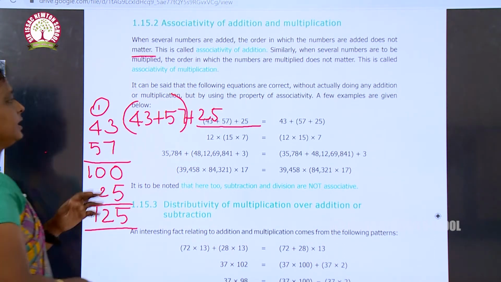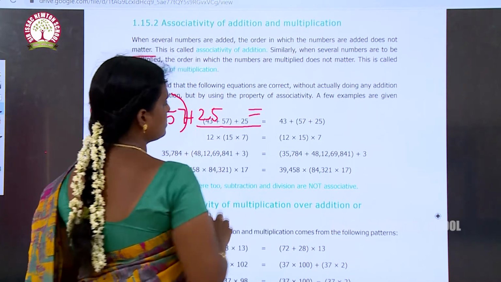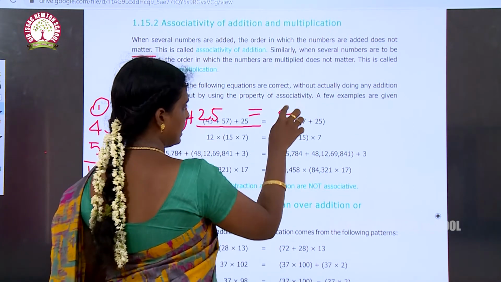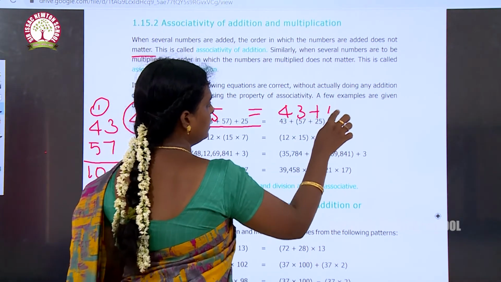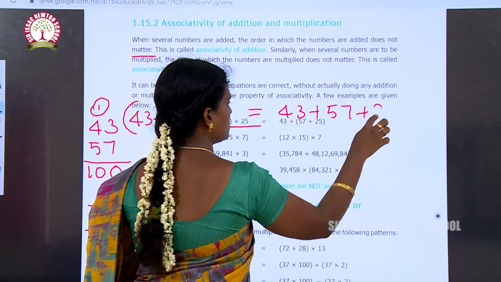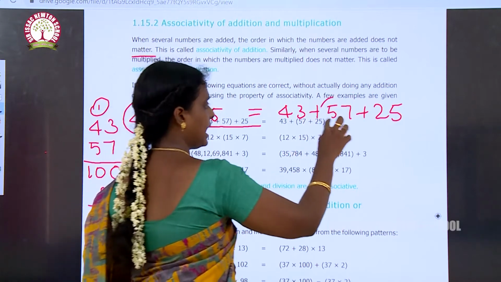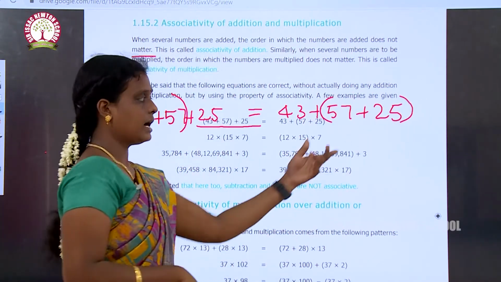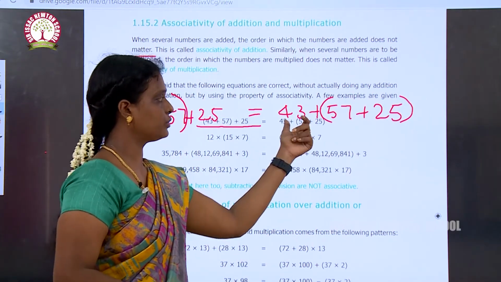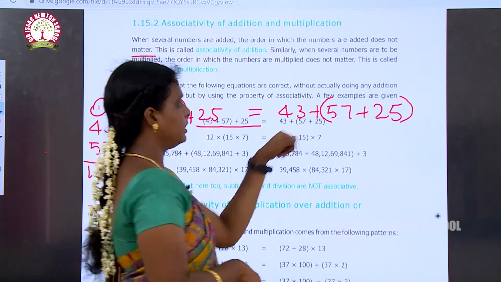125. Okay. And in the next case, I am going to add the same numbers 43, 57 plus 25. But here I am going to add these 2 numbers first, and then with that answer I am going to add this 43. Okay. Let me do this.